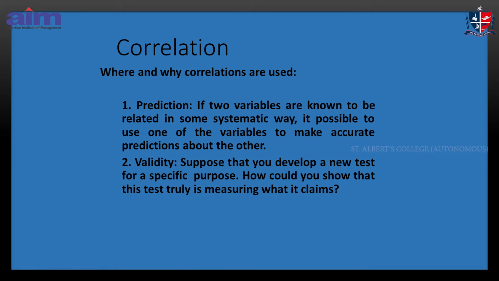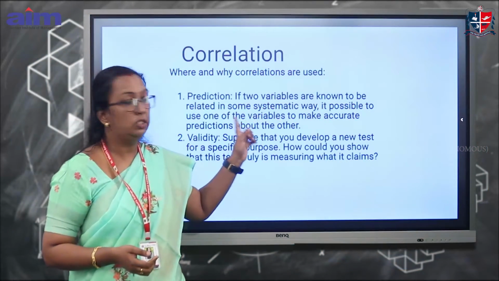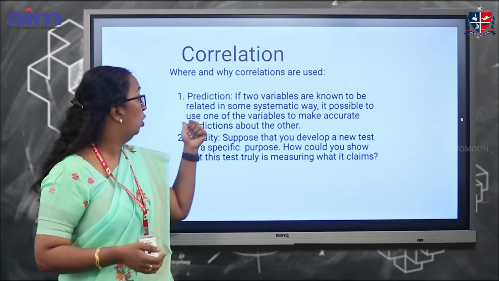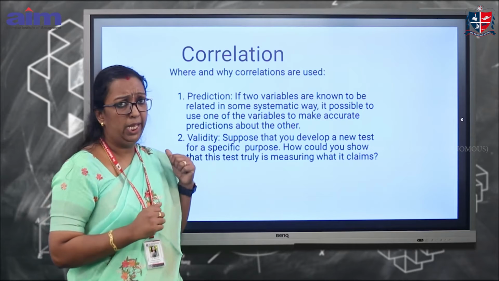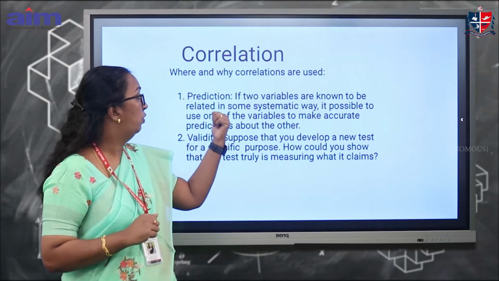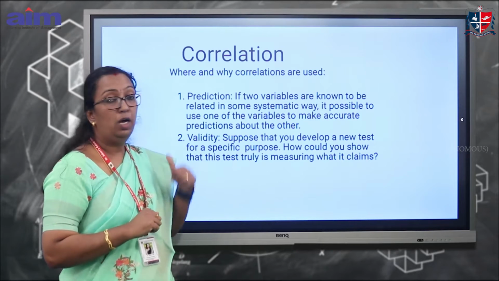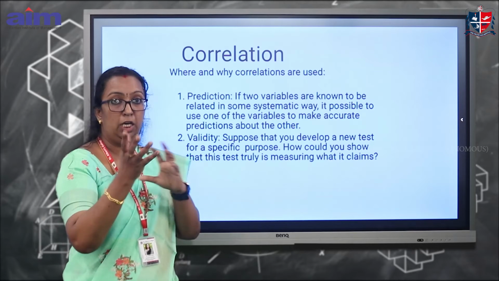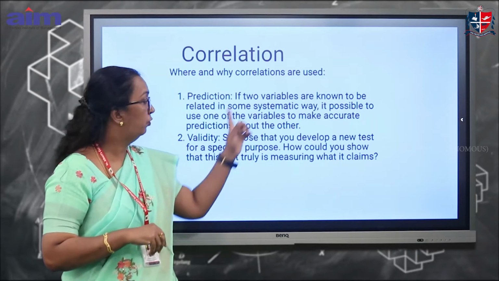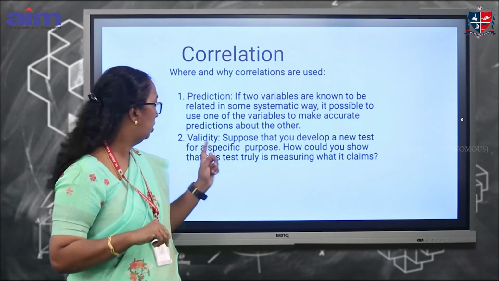Now, when and why should you use correlation? One is for prediction. If two variables are known to be related in some way, it is possible for us to understand and accurately predict the relationship between each other. So for prediction, you can actually use correlation.